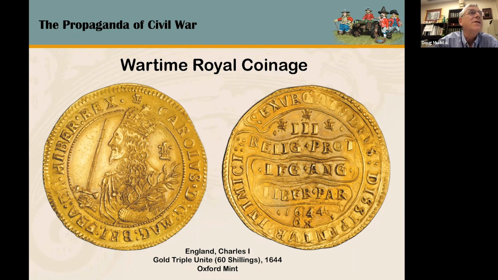And he's got the standard Exurgat Deus dissipentur inimici, for God will disperse his enemies. The Roman numerals stand for £3 in this case. So the denomination that they're representing is different, but that's 60 shillings. It was clear to people at the time.